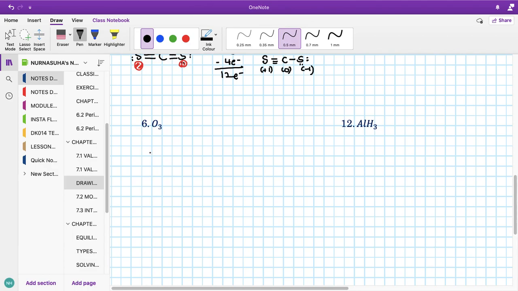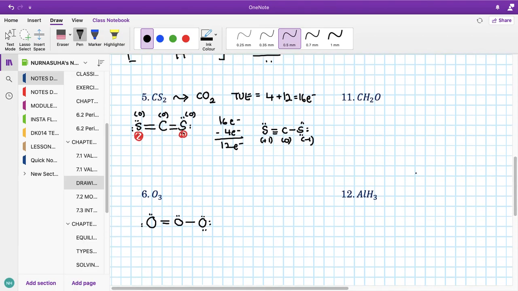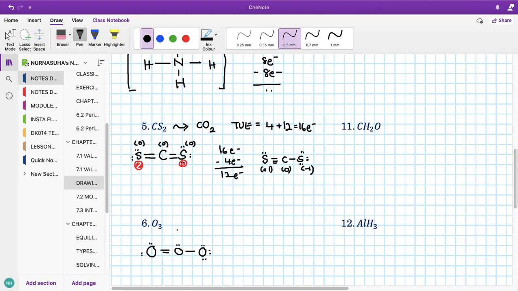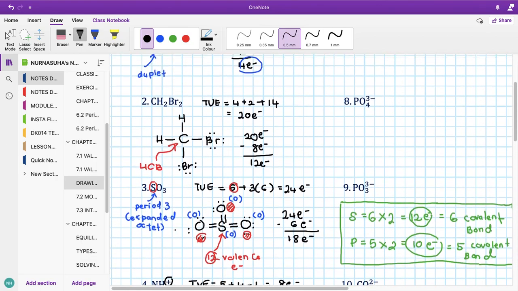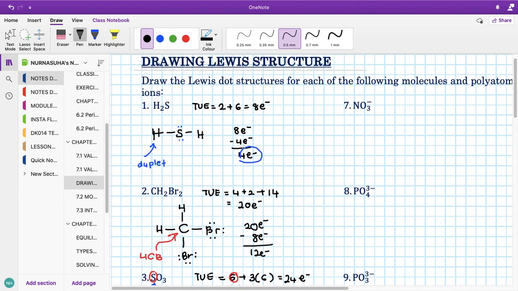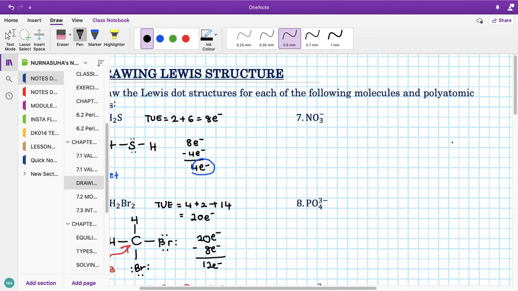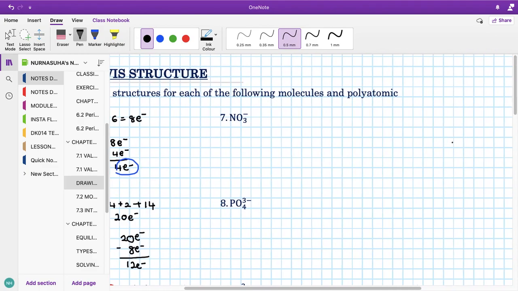Okay, now for ozone, actually ozone we have already discussed it. So I just draw the structure. Miss akan terus kepada dia punya structure. So ozone got one double bond and one single bond. Doesn't matter your double bond is left or right, tak kisah. As long as the structure is correct. So this is for ozone, CS2, NH4, SO3, SH2Br2, and H2S. So now let's focus on the polyatomic ion.